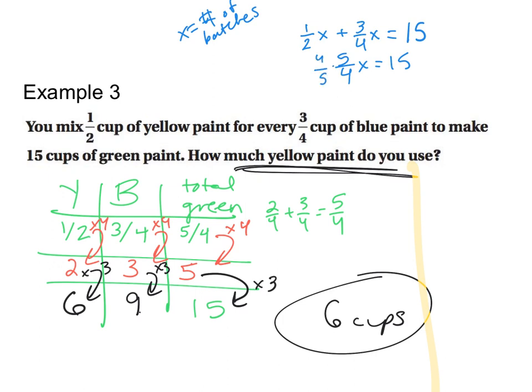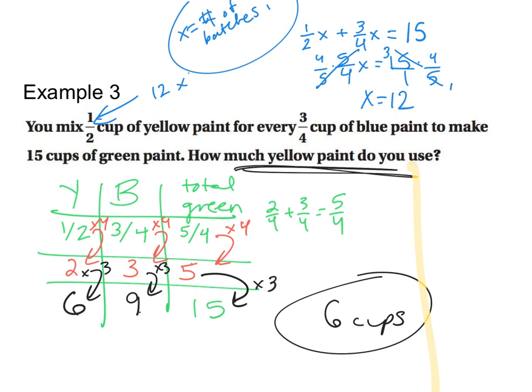And then I can multiply by my reciprocal. And I would get x equals, and these cross simplify, x equals 12. Now, 12 is the number of times, like I mentioned before, that I'm making this recipe. So if I'm making this recipe 12 times, and each time I use a half a cup of yellow, that's 6 cups of yellow. And if I do it 12 times and I'm using 3/4 cup of blue, that would be 9 cups of blue. So again, just another option on how you could solve.